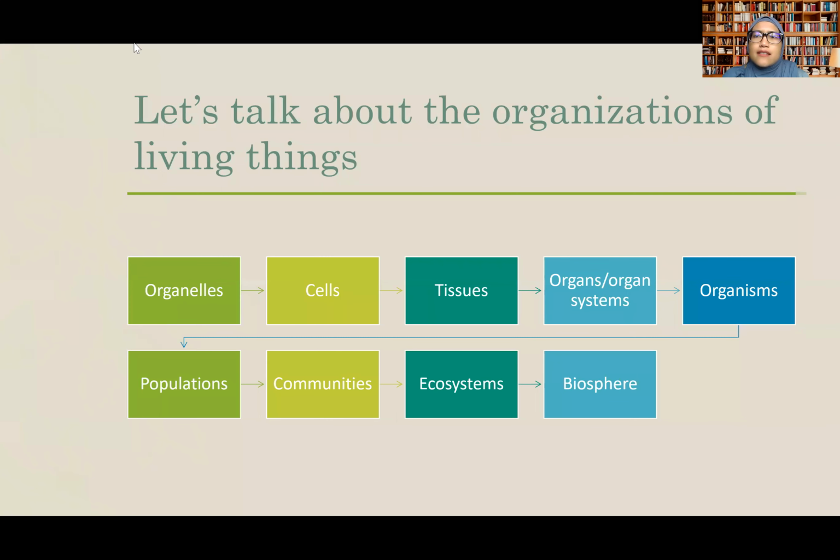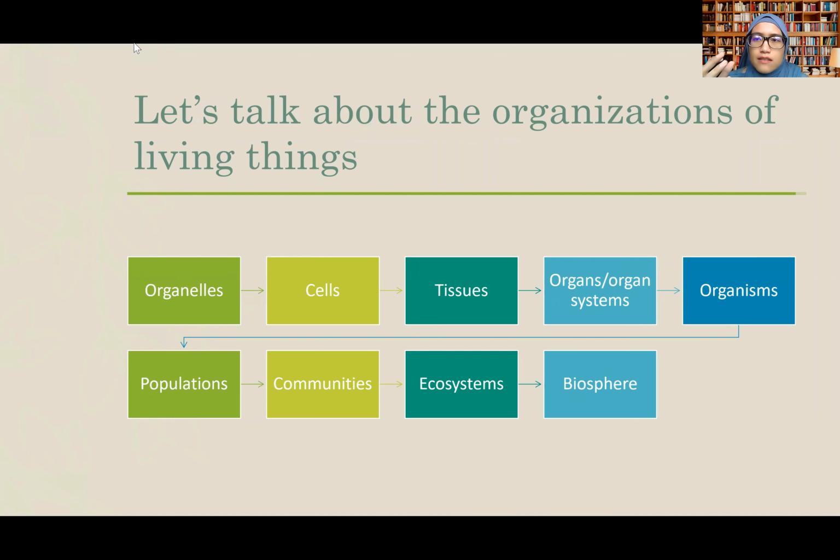So let's talk about the organizations of living things. We already learned last time that matter is made from proton, neutron, electron, and that makes up atom. And the atoms together, they will make up molecule. A big molecule is called macromolecules. DNA is one type of macromolecules. And then when it is enclosed in a membrane, it is called organelles.